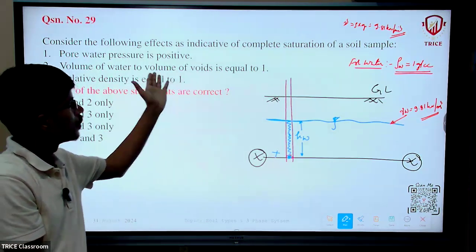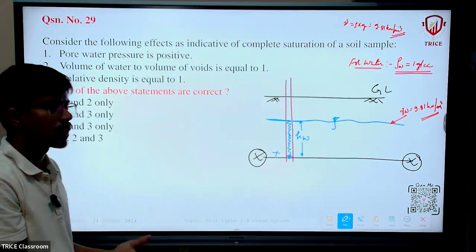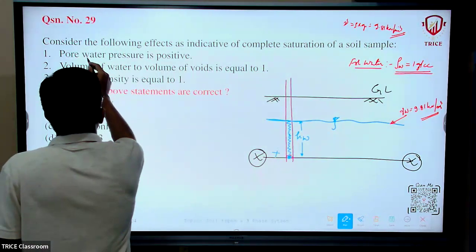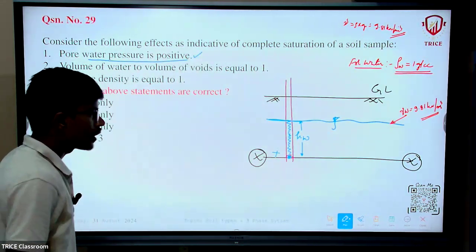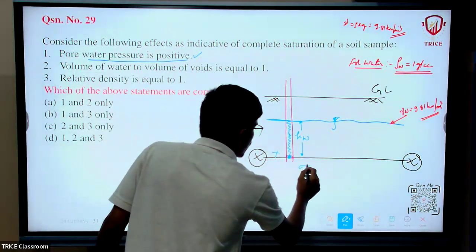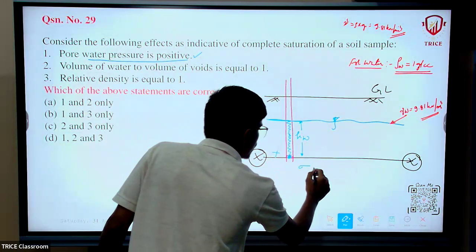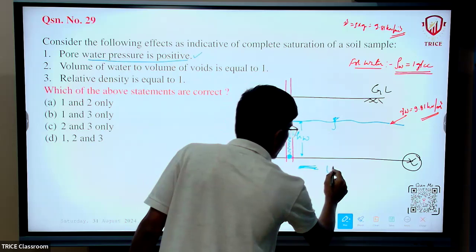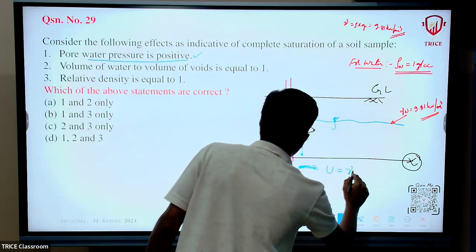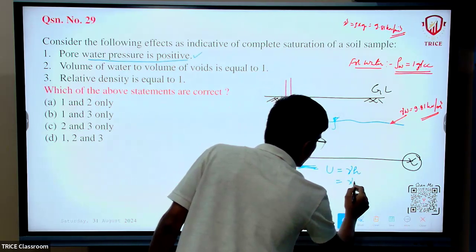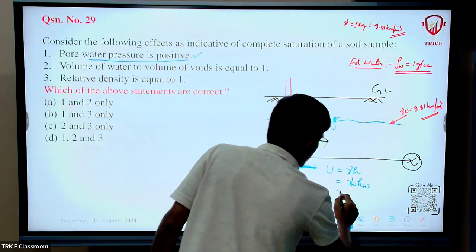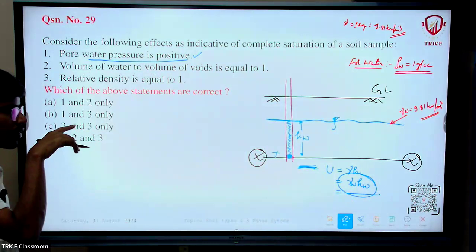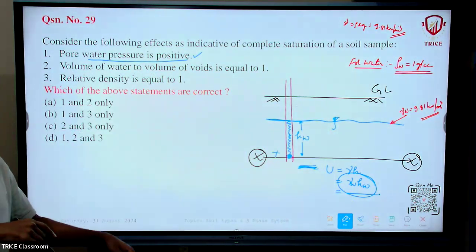In case of saturation of the soil, under that saturation condition, the water level always lies above the given point, so the pore water pressure is always positive, right? If you want the stress at this point, the total stress sigma has the soil pressure plus water pressure, but we want only the water pressure u, which is equal to gamma into height, right? Here gamma should be gamma w and height should be the head of water. We should always get it as positive, with a plus sign. If it lies below, it would be negative.